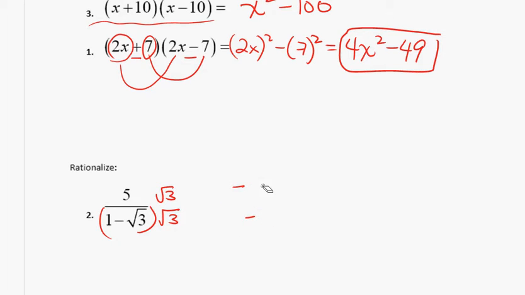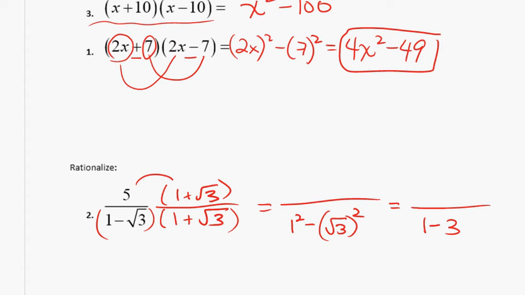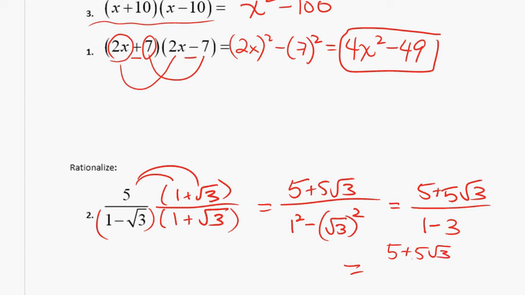But knowing what we know about difference of two squares, if I multiply top and bottom by 1 plus the square root of 3, on the bottom I now get the difference of two squares, right? So I end up getting 1 squared minus root 3 squared, which I know, when I'm taking the square root and squaring it, that I end up getting rid of the square root. So the bottom ends up being 1 minus 3. The top I just distribute the 5 in, and I get 5 plus 5 root 3. And so this ends up being 5 plus 5 root 3 over negative 2.